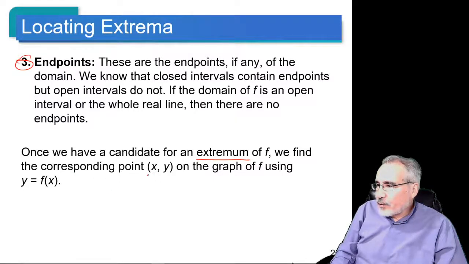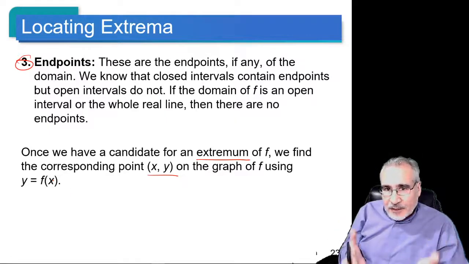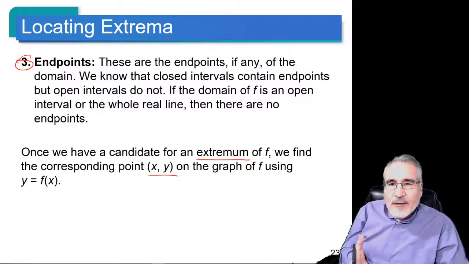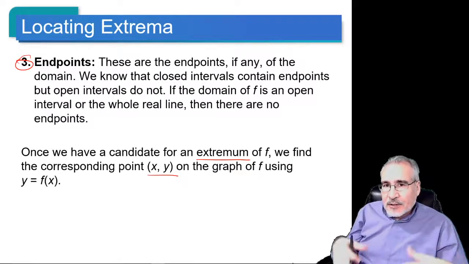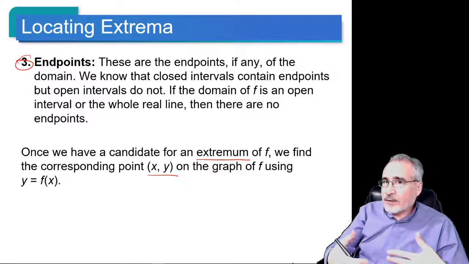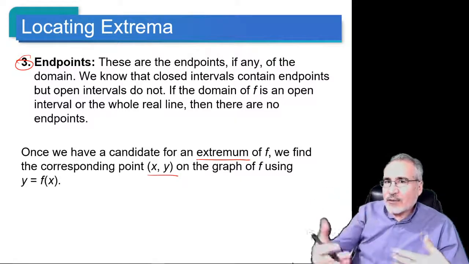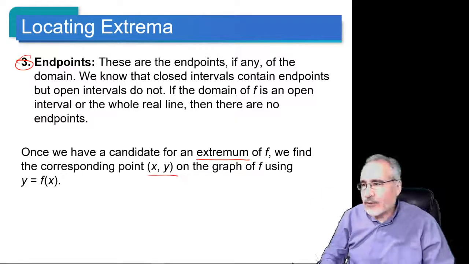Find the corresponding point x and y on the graph using f. So we find each of these. We find all the critical points or critical values. Those are the locations where those happen, the x values. We have the x values of the endpoints. We plug those into the original function, not the derivative function, the original function, to get the actual function values, the y values.